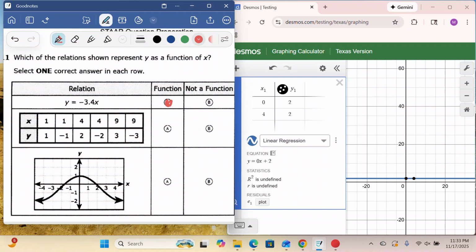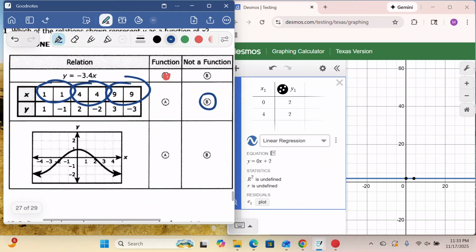Now the next one has 2 x's, 2 y's. Remember, it can only have one x for it to be a function, so this would be not a function. And of course, the last one would be a function. Why? Because I do a vertical line test anywhere on this graph, and it only passes through 1 point. So this one would be a function.